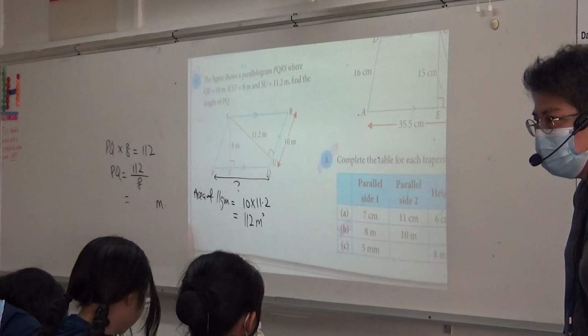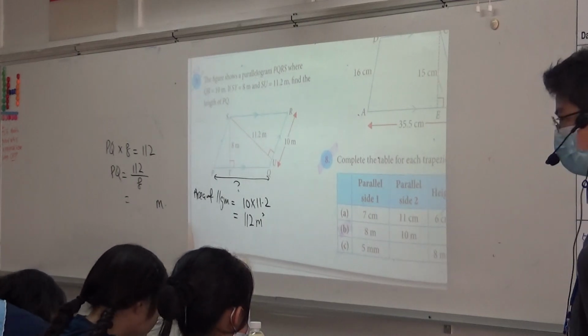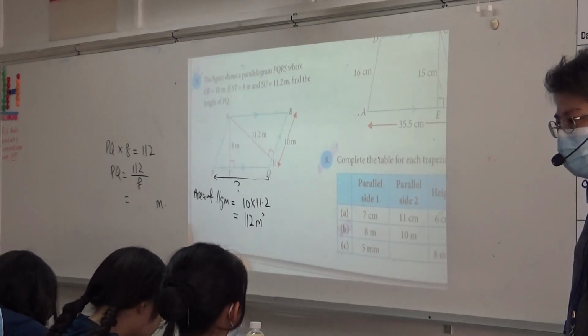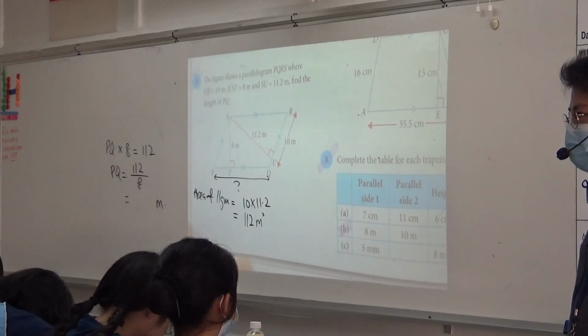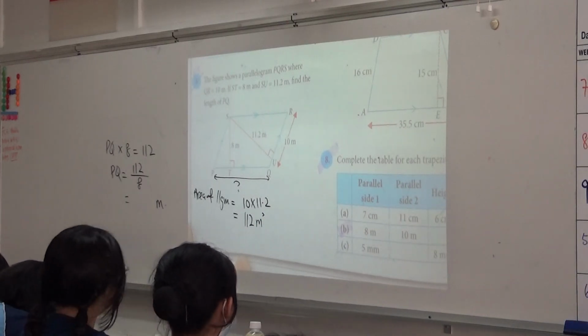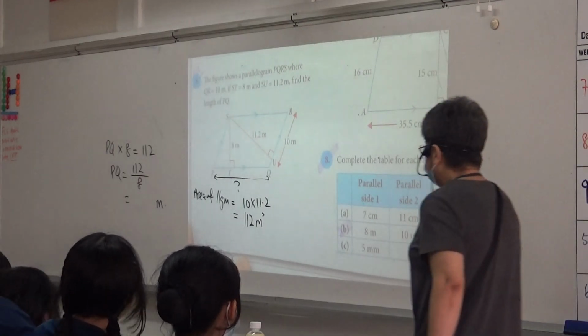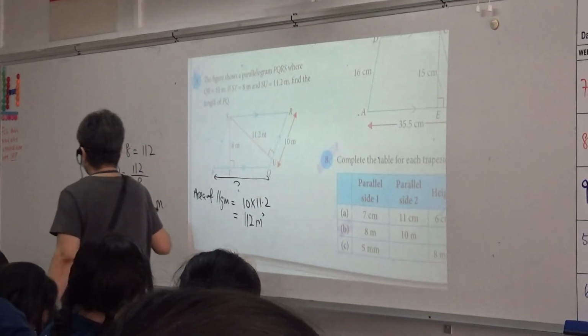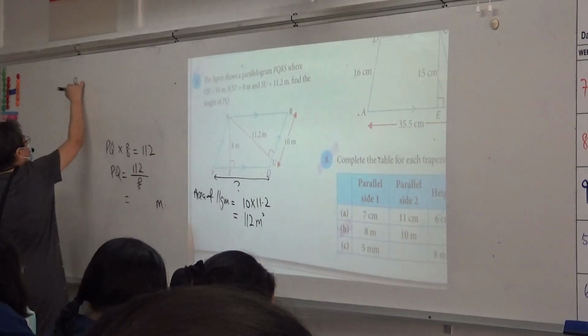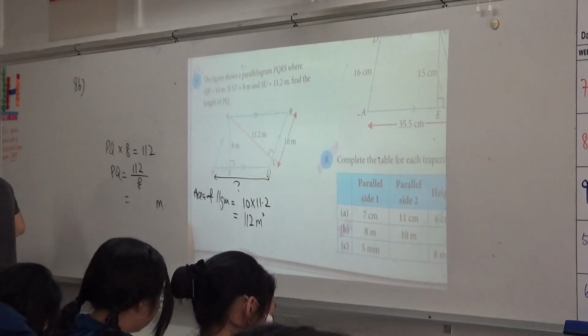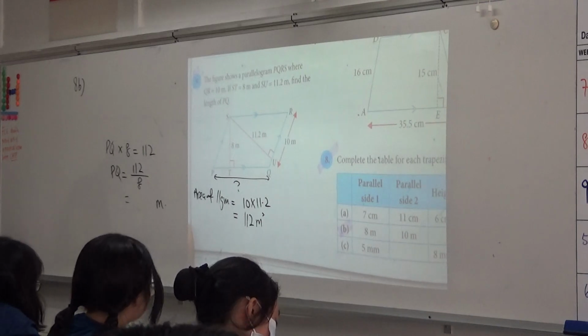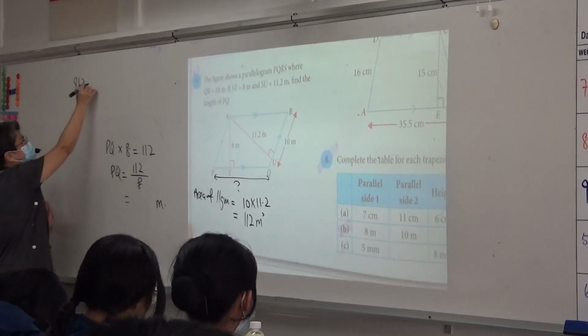Are we okay? Okay, so for those who have done and key in, what's your answer? 40. Exactly 40? Yes. Okay, good. Alright. The next question is actually 8B. Alright? 8B.